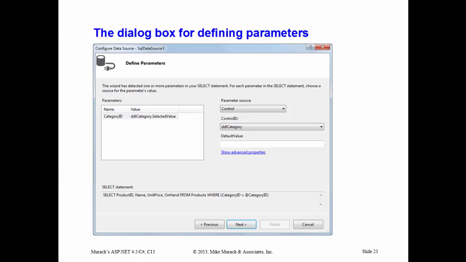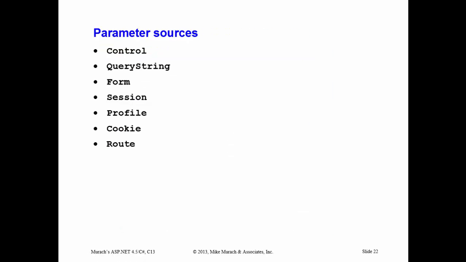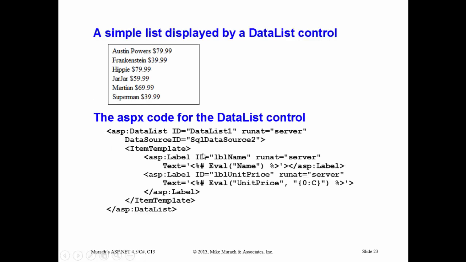There's a wizard for defining the parameters that walks you through, and we mentioned that there's different sources for the parameters, so it can be control, query string, form, session, profile, cookie, or route. And this is the data list control that we implement in Chapter 13. It displays data by default this way, and later we'll use templates to change the formatting of that. But the default is it would set it up in what's called an item template that says, for every item, this is how I'm going to display my data.